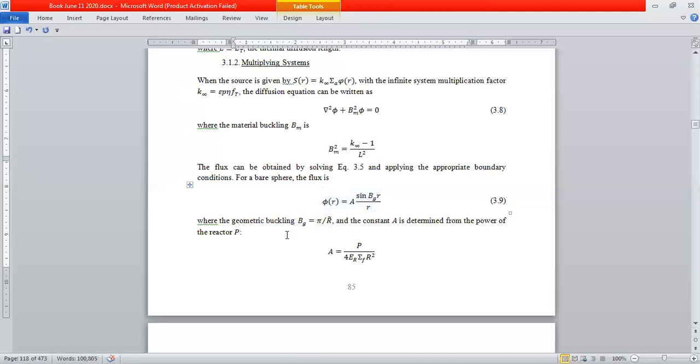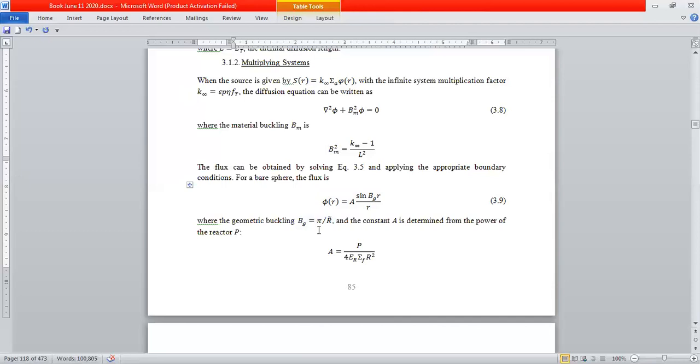Okay. So now the geometrical buckling, what is it? There's a mathematical way of looking at it because it's an eigenfunction problem, an eigenvalue problem, and there's a physical interpretation to it. So geometric buckling. Now, what does the word buckling mean? Buckle means to bend. So it's a geometric buckling. Something bends. So B_G, the geometric buckling over here, is for a sphere pi over r.